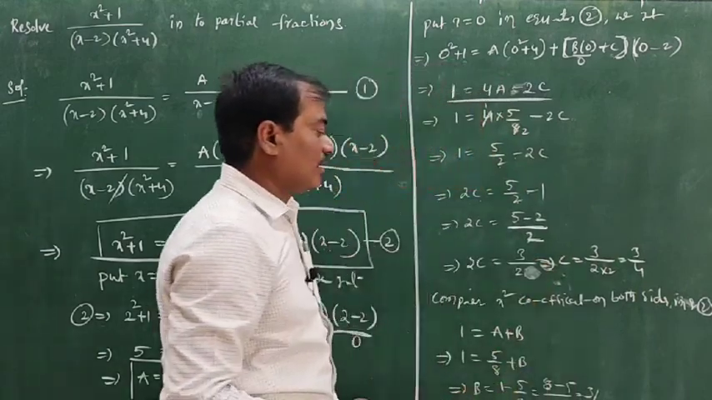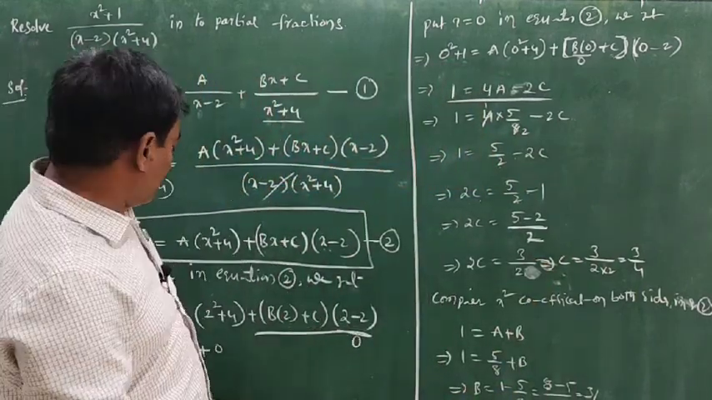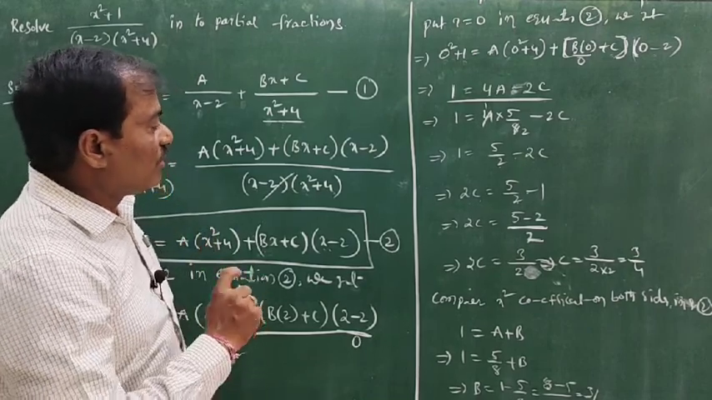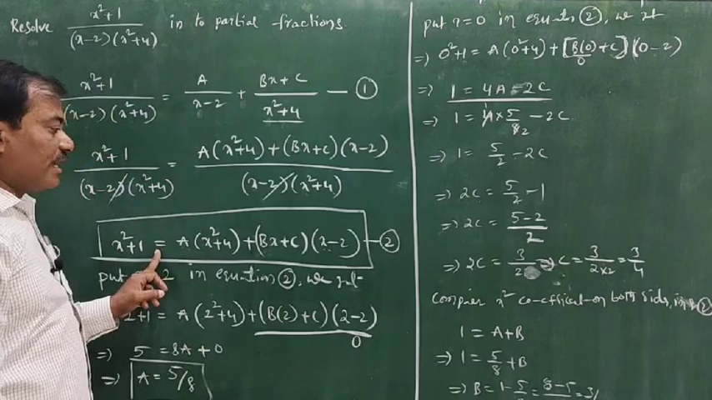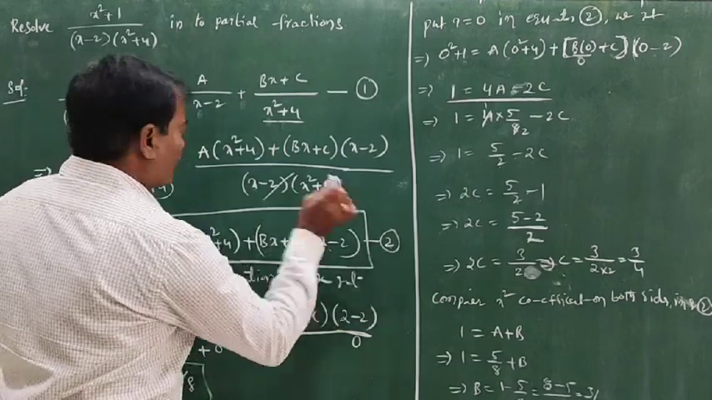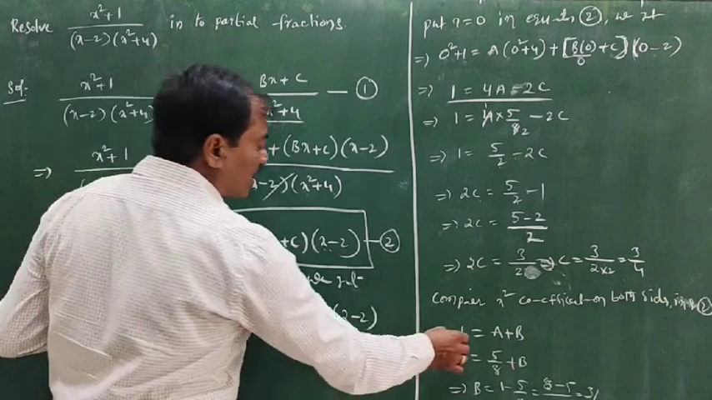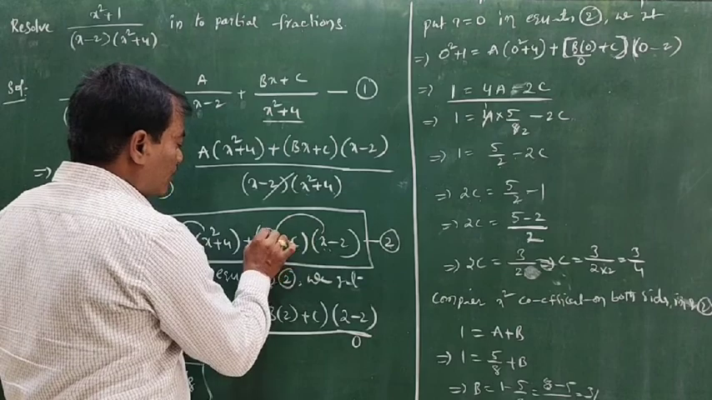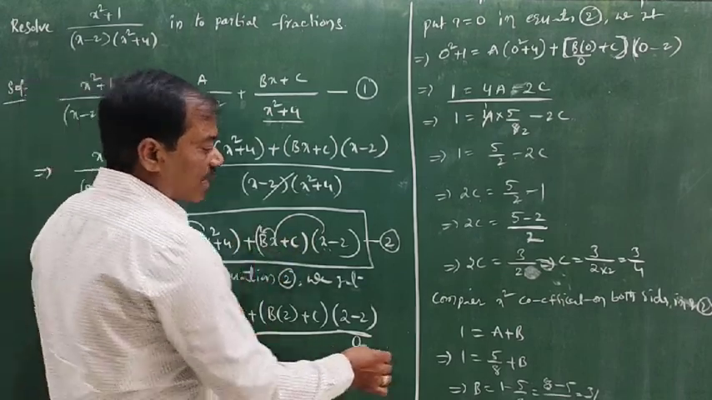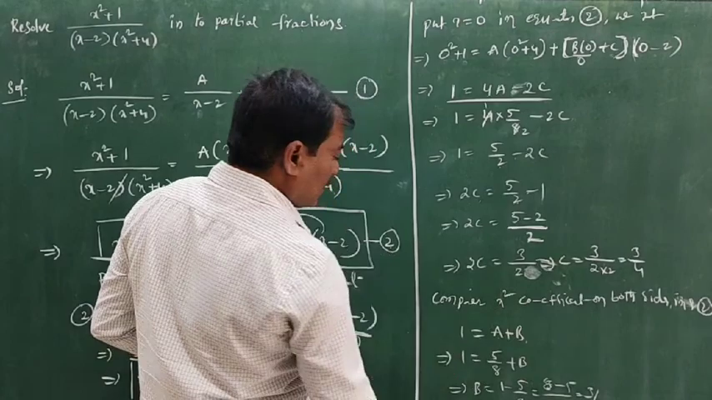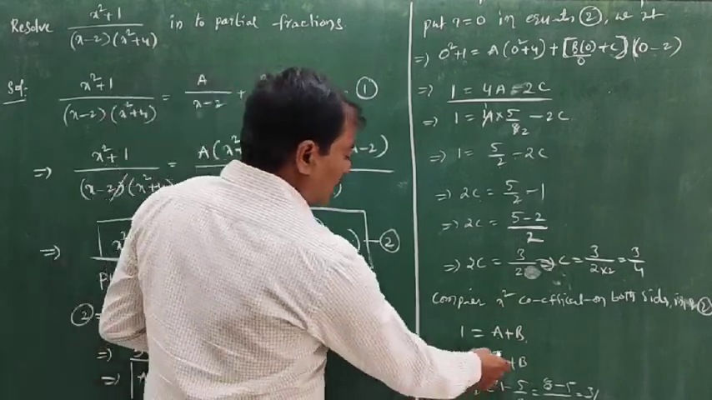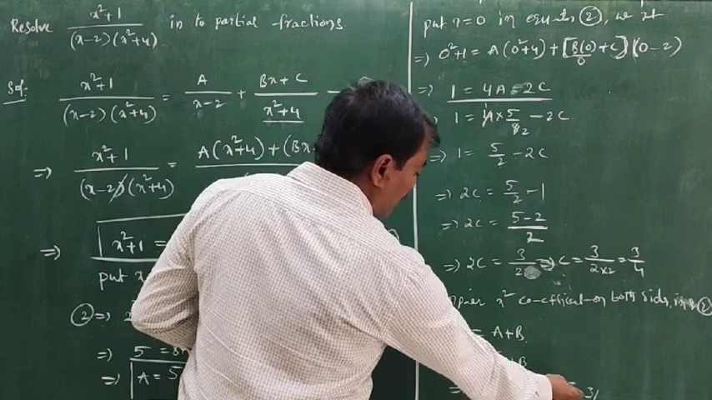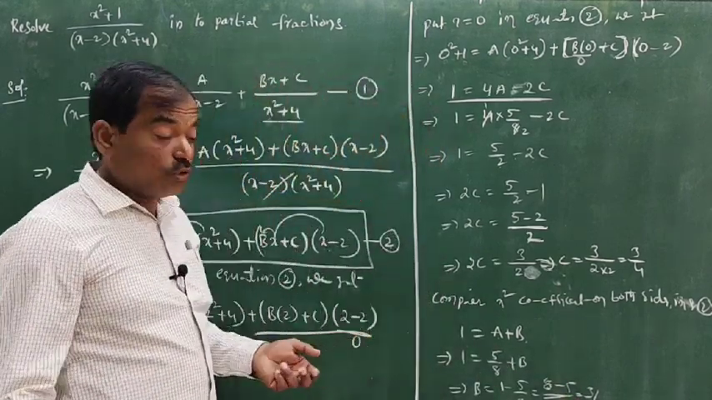If we find out the c value and the a value, we have one more value, that is b. To find it, we compare the x square coefficients on both sides in equation 2. The left hand side x square coefficient is 1, and on the right hand side the x square coefficient is a plus b. So 1 equal to a plus b. We already know a equal to 5 by 8. So b equal to 1 minus 5 by 8, the LCM is 8, 8 minus 5, that is 3 by 8. We get the a value, b value and c value.